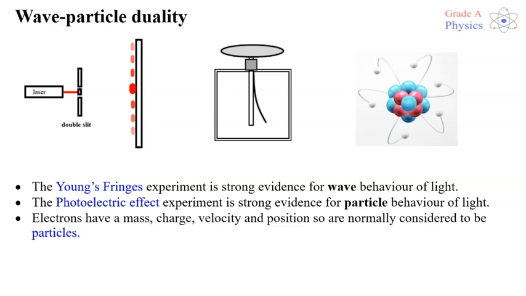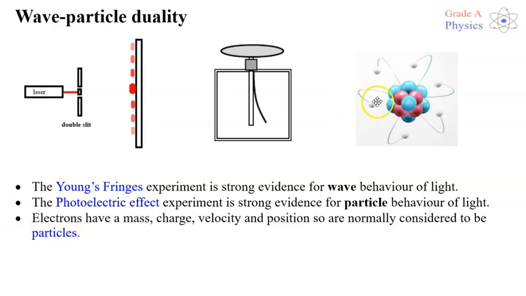Right, so what do we mean by wave-particle duality? Earlier on in this course, we've looked at the Young's fringes experiment, where laser light was diffracted and then we had interference. So the Young's fringes experiment is strong evidence for the wave behavior of light, and that is one of the significances of the experiment. Earlier on in this series of videos, we looked at the gold leaf electroscope, which is the photoelectric effect, and we said this was strong evidence for the particle behavior of light. So we've got two distinct models, wave behavior, particle behavior.